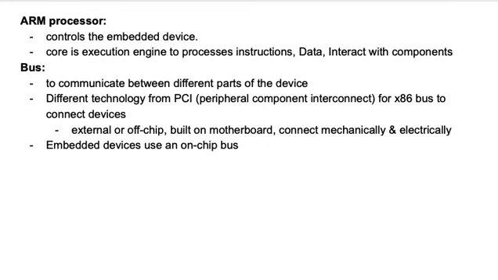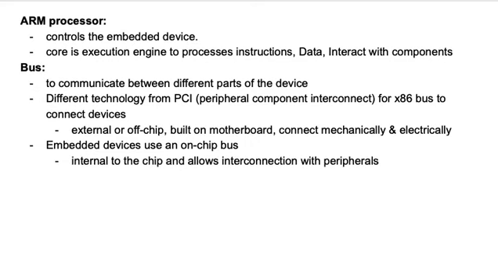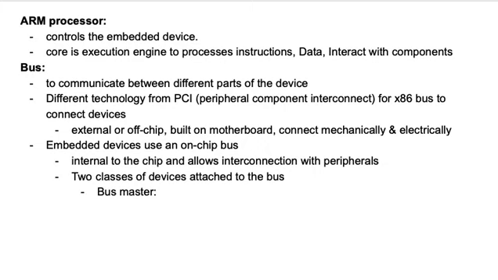In x86 architecture, it is the PCI, peripheral component interconnect, bus that is connecting the other devices to the x86 processor. It is external or off-chip and built on the motherboard, and it has to be connected mechanically and electrically. As compared to that, embedded devices use the on-chip bus. The on-chip bus is internal to the chip and it is used to connect with the peripherals.